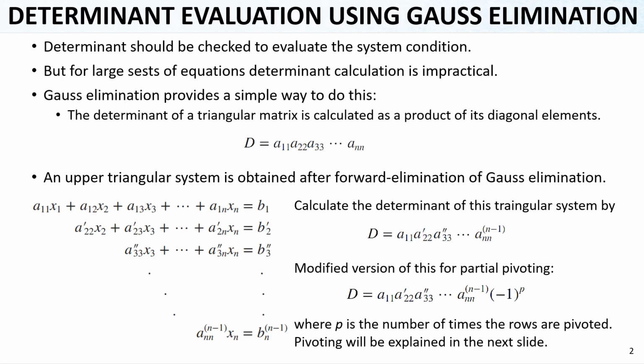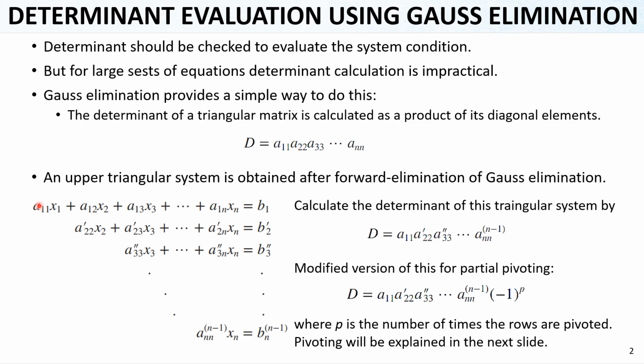As we mentioned in the previous slide, the determinant is important to understand the system condition, whether it is ill-conditioned or it has a singularity problem. But for large sets of equations, determinant calculation is also a problem. It's impractical. And Gauss elimination provides a simple way to do this. Simply, we will have the forward elimination step. Then we will have a triangular matrix. Then the product of diagonal elements will give us the determinant value. Basically, these are the diagonal elements of the upper triangular matrix.